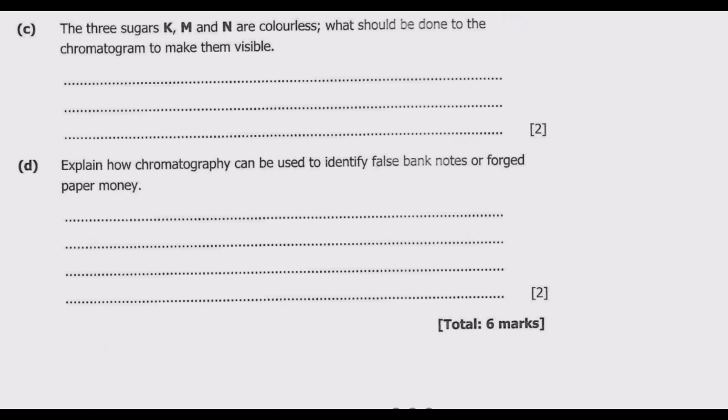So when you have a colorless case, you need the locating agents. So the locating agents must be used to locate these. So in this case, we need to get a locating agent, then we use it to help us to locate these 3 sugars which are colorless. So the locating agent reacts with the colorless substance or dyes to give a colored substance. So what should be done?